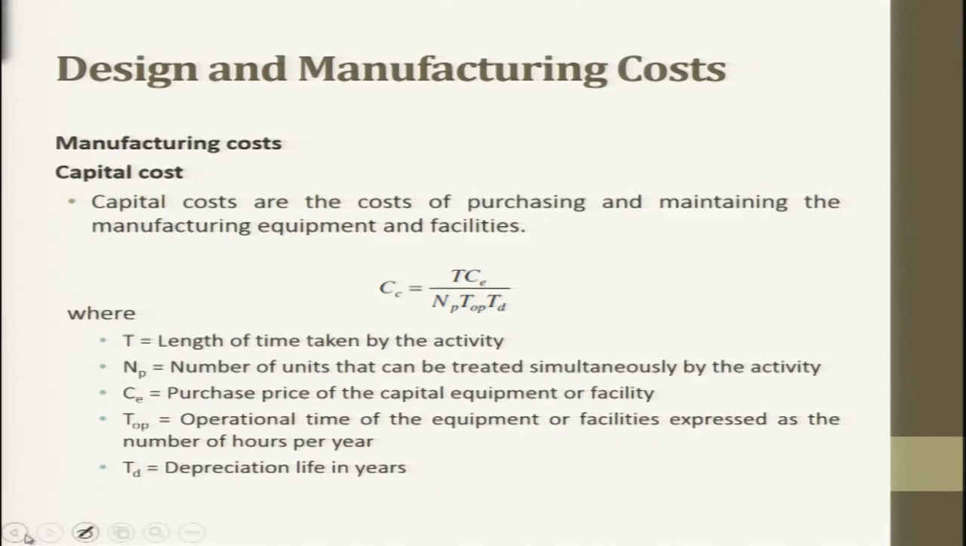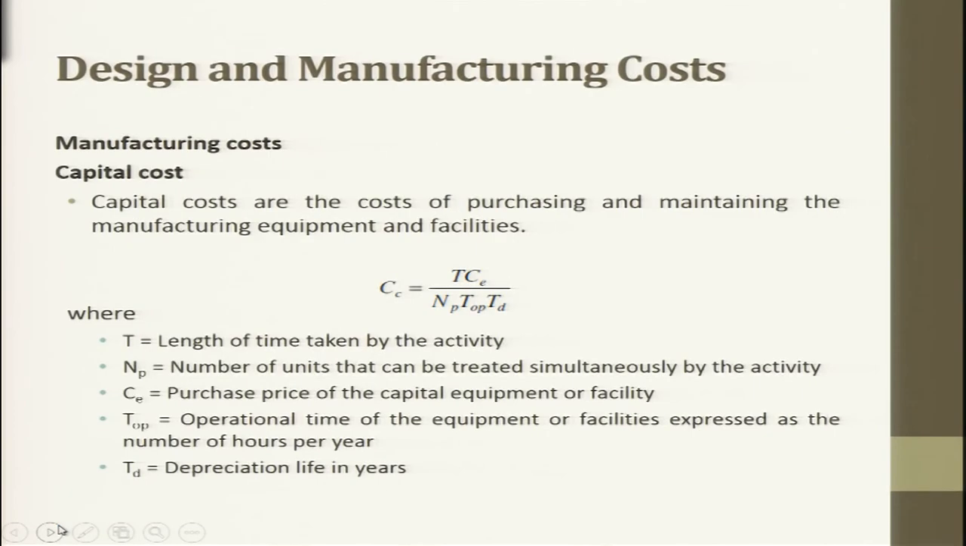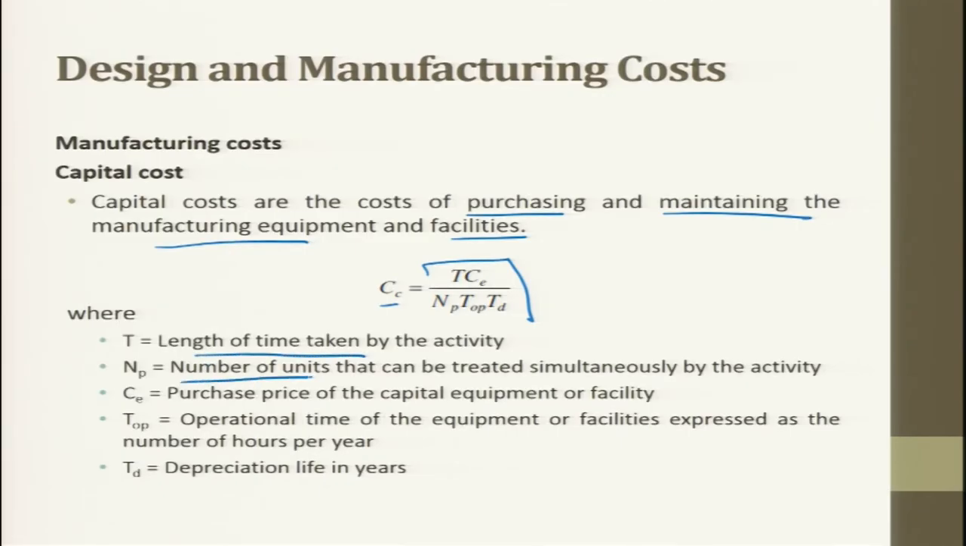And next is capital costs. Capital cost is what I called here as fixed cost. Capital costs are the cost of purchasing and maintaining the manufacturing equipment and facilities. So, this capital cost can be given by this relation CE by NP into T, TOP and TD. What is T here? T is the length of time, again the same thing. NP is the number of units, again we had it before. CE is the purchase price of the capital equipment or facility.